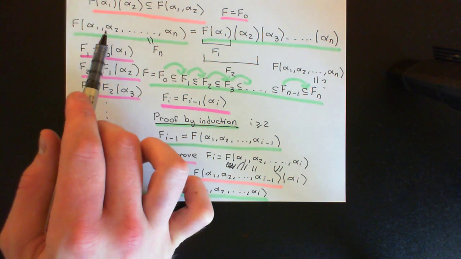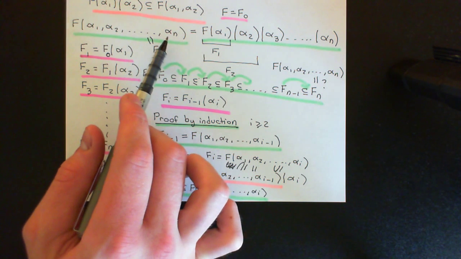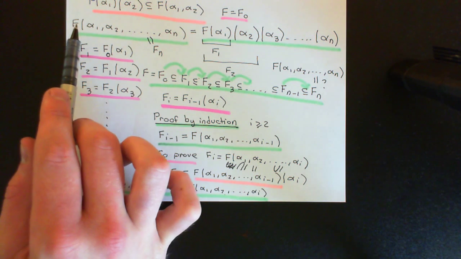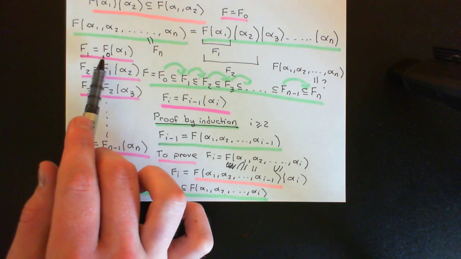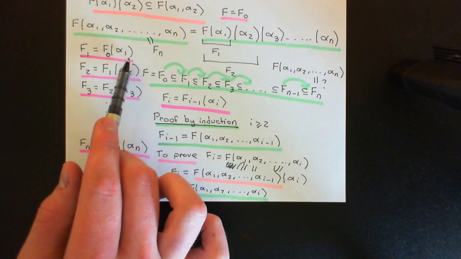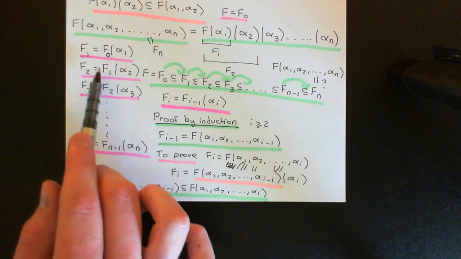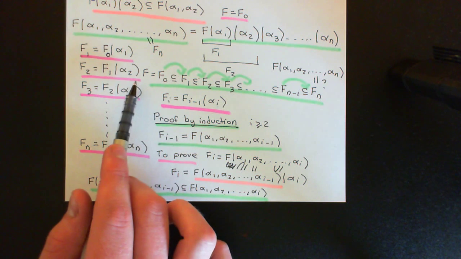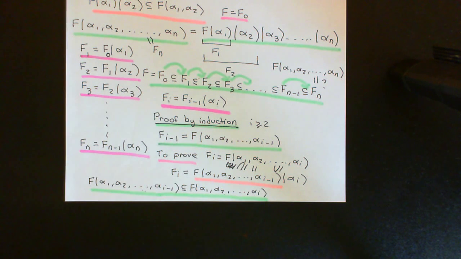collection of elements, alpha 1, alpha 2, all the way up to alpha n over F, then what you can firstly do is build the field extension of F which is generated by alpha 1, then take that field extension and extend it, building the extension of that which is generated by alpha 2, and continue this process until you have insisted that all the elements alpha 1, alpha 2, all the way up to alpha n are in there.